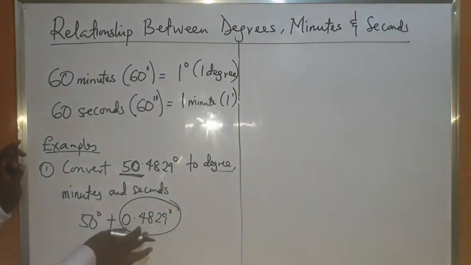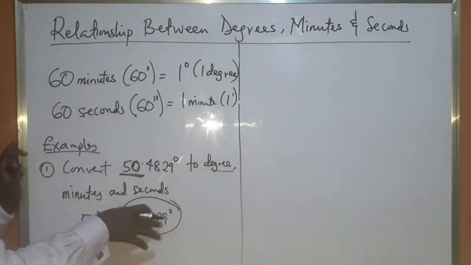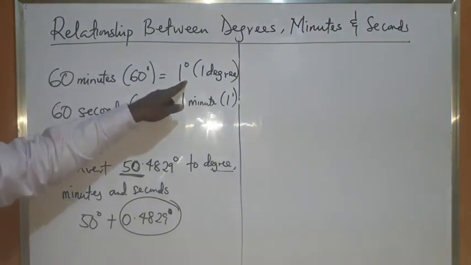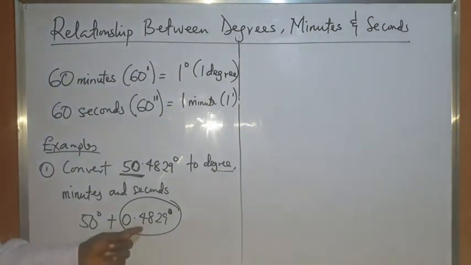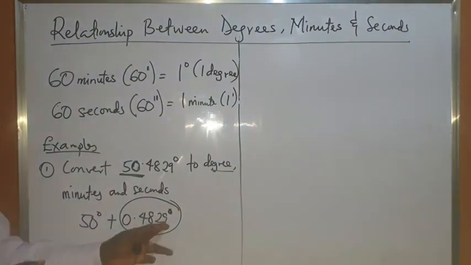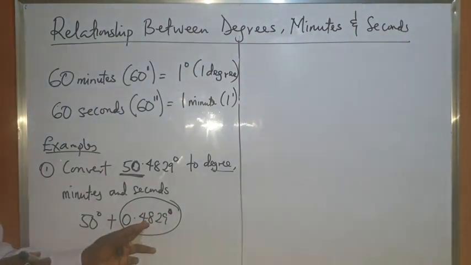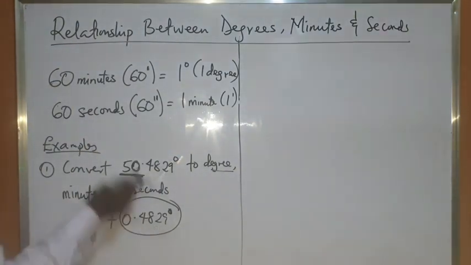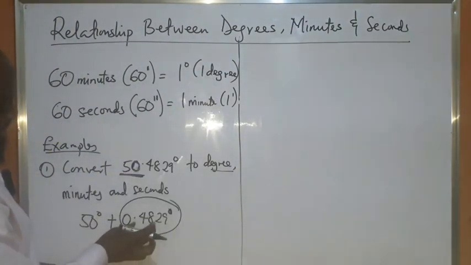So here, this part is 50 degrees, and we want to change the 0.4829 to minutes. How do we do that? Since 60 minutes gives us 1 degree, and we are moving from degrees to minutes, we multiply by 60. This is less than 1 degree, so we convert it to minutes by multiplying by 60.